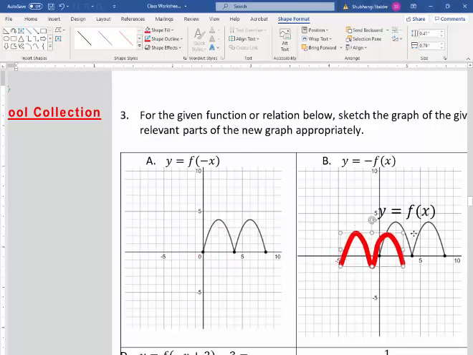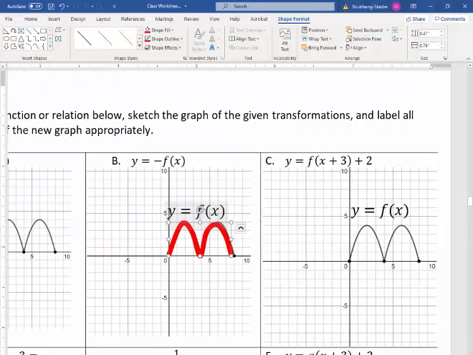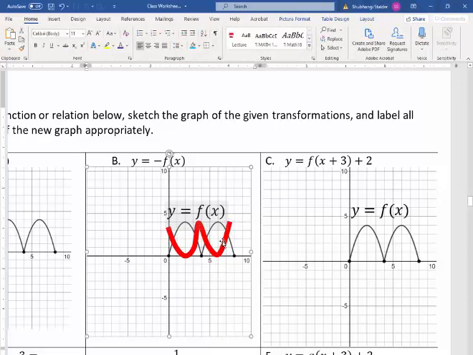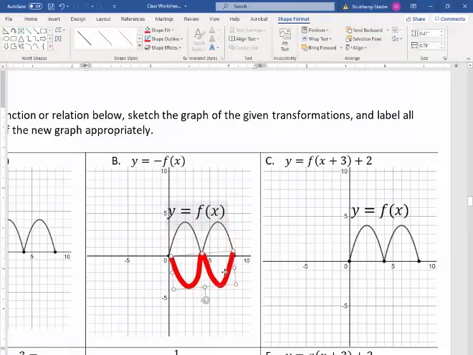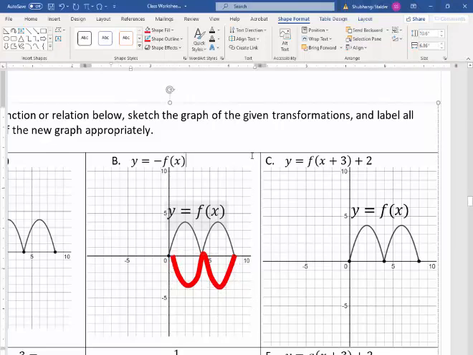What happens to this graph here? For that one, we just flip the whole thing upside down. Like that? Like that. Yeah, but then you gotta put the yeah, just like that. Okay. Everybody okay with that? Yes, no? Yep. All right.